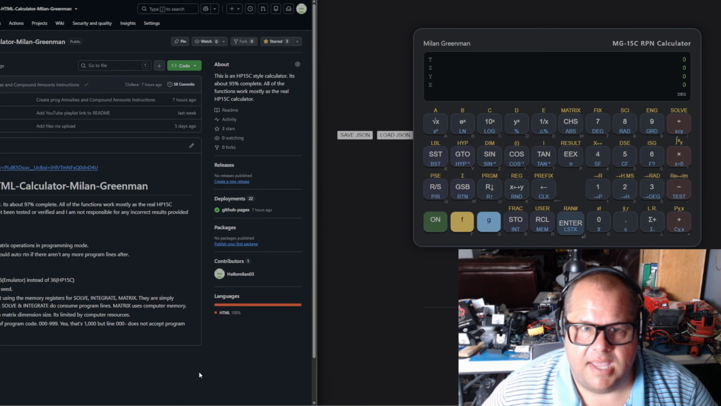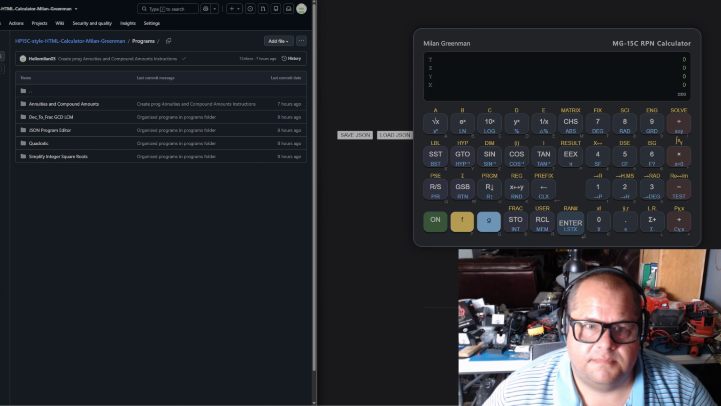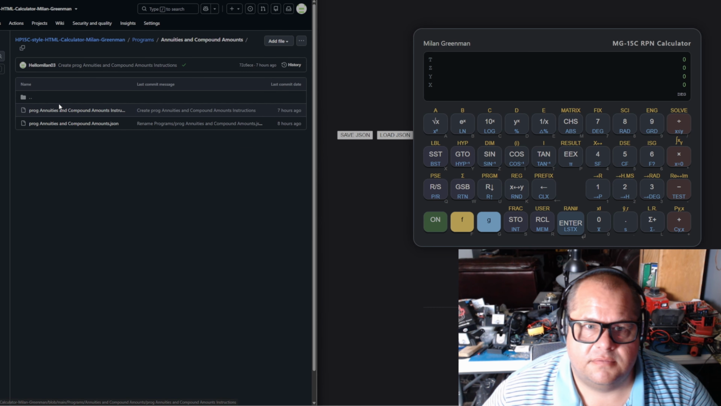The link in the bottom of this YouTube video will take you to the calculator, and the other link will take you to the GitHub repository. If you click on the Programs folder, Annuities and Compound Amounts, I have an instruction file. This is just a text file with the instructions, and then the JSON file that we can download to load into the calculator.